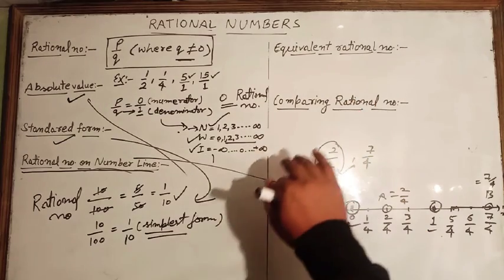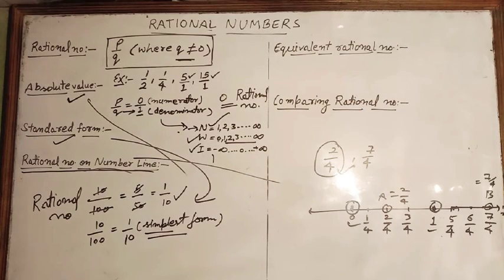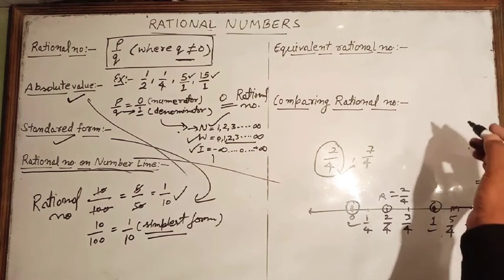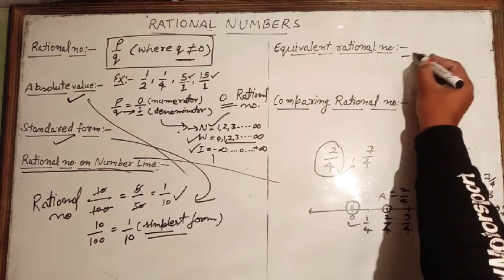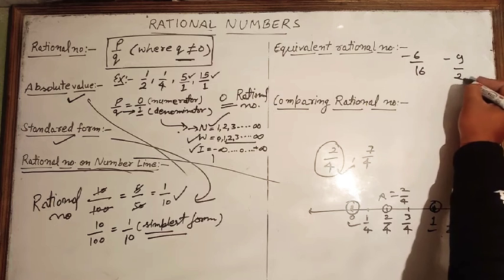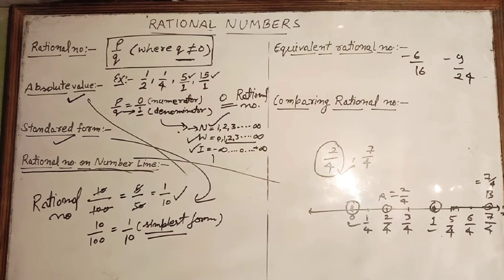Now come to equivalent rational numbers. See, what does equivalent mean? Equivalent means the rational numbers having equal value. Now I will take some examples from here. Now you have to find out. Suppose a number is written like this: minus 6 upon 16 and minus 9 upon 24. See, are both of these equivalent or not?